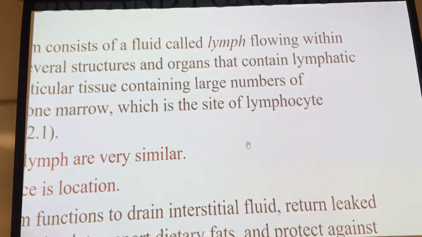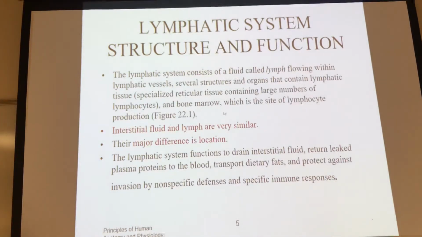Right? Now, lymph is very similar to interstitial fluid because it comes from the interstitial fluid. And how is that different from plasma? Plasma has more proteins, a lot of albumin, stuff like that. Lymphatic fluid and interstitial fluid do not. It's basically sodium, potassium, calcium, and water. That's it. Now, the difference between interstitial fluid and lymph is location. Interstitial fluid is found throughout your body.